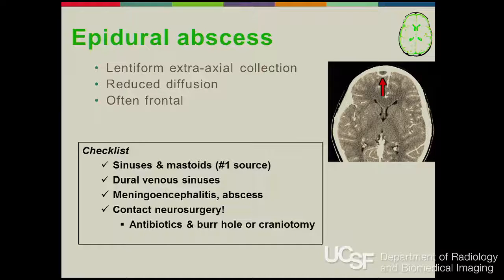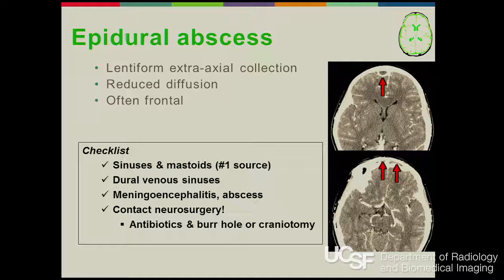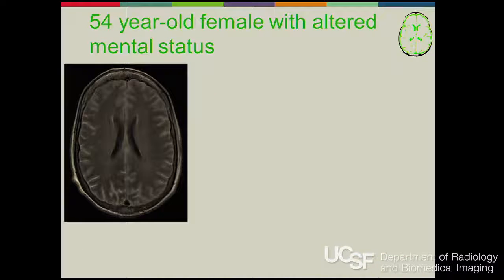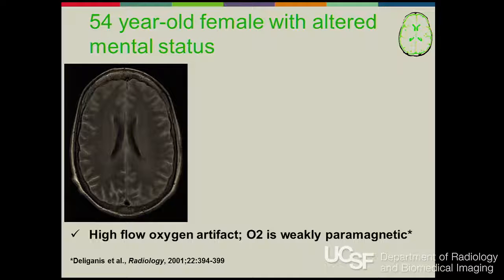Here's a case with the CT showing a small lentiform extraaxial collection over the frontal pole, and the patient had bad paranasal sinus disease. You can see some opacification of the frontal sinuses here. Here's a case, more of a mimic than a true infection. This is a 54-year-old female who presented with altered mental status. I didn't provide this history, but it was also noted that she had had respiratory failure and had been on high oxygen therapy. And this is actually high flow oxygen artifact.